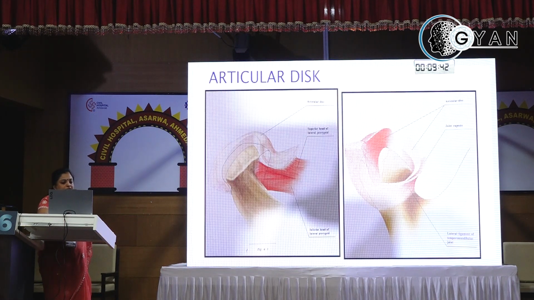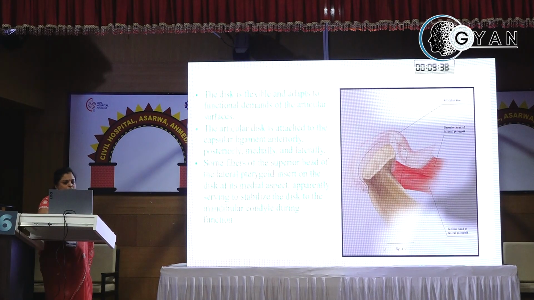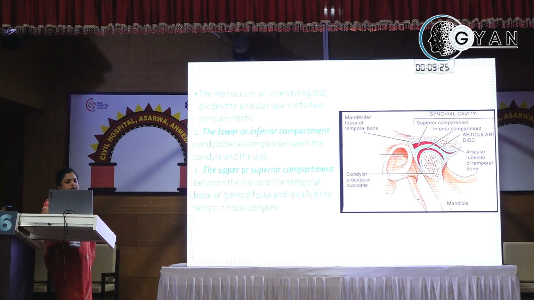The articular disc, again housed by the various areas of its movement, is very flexible, is attached to the capsular ligament, and some of the fibers of the superior head of the lateral pterygoid insert on the disc at its medial aspect to stabilize the disc on the mandibular condyle. So the meniscus itself divides into the lower as well as the upper compartment.